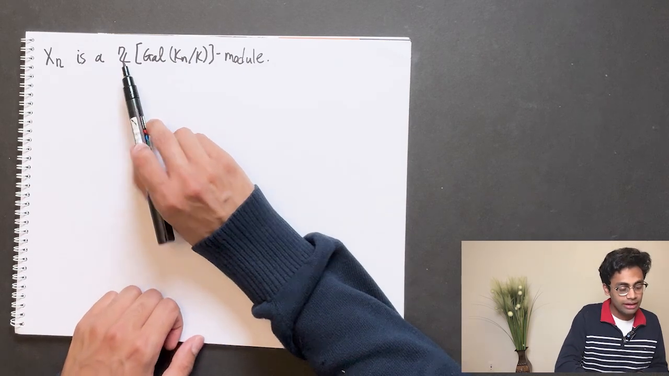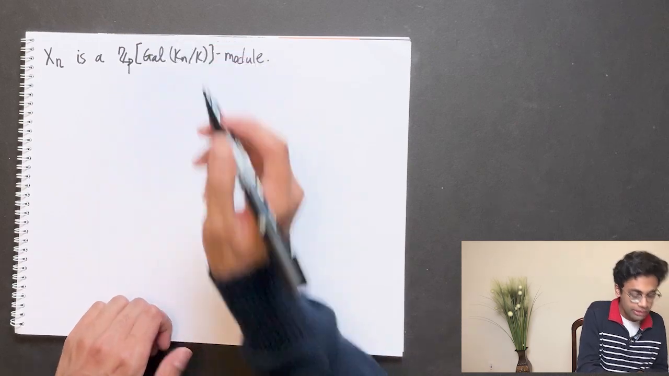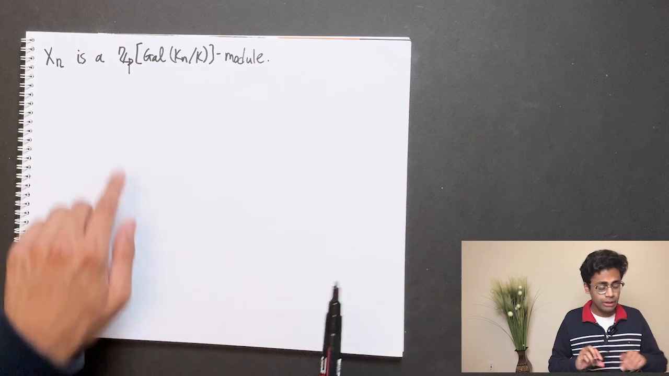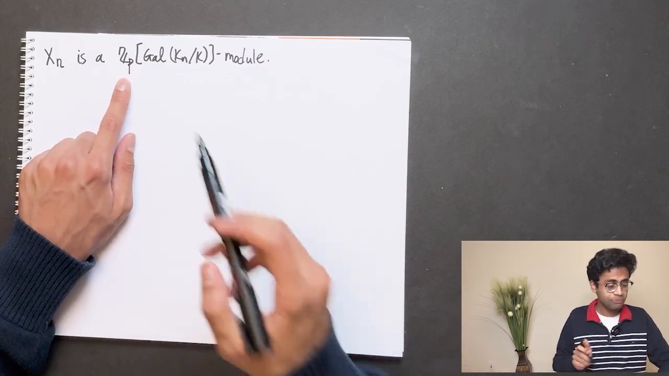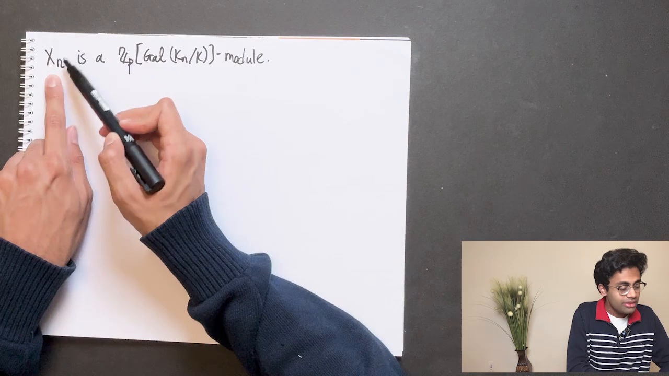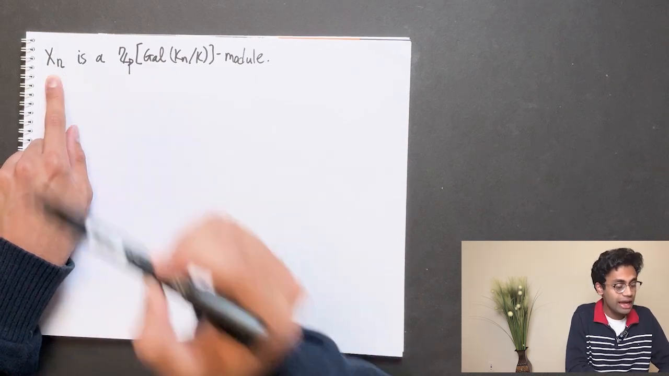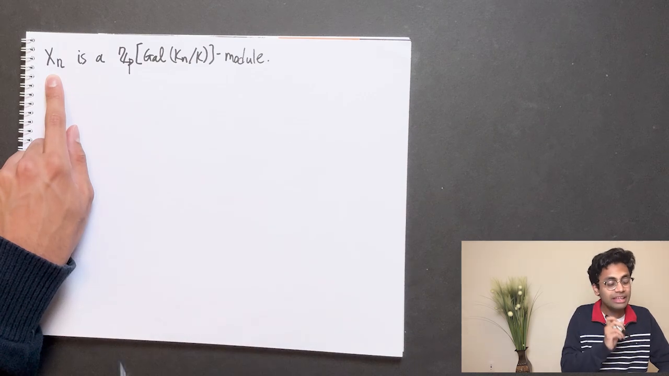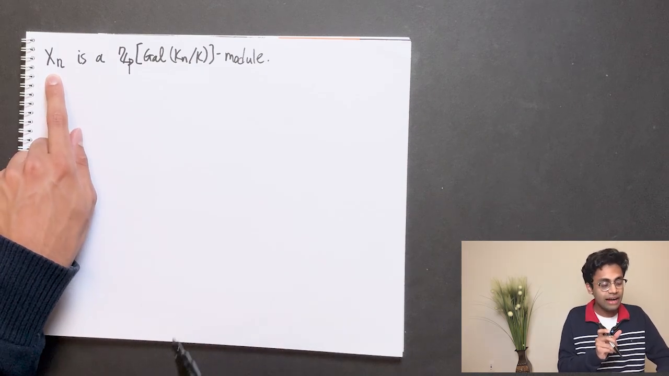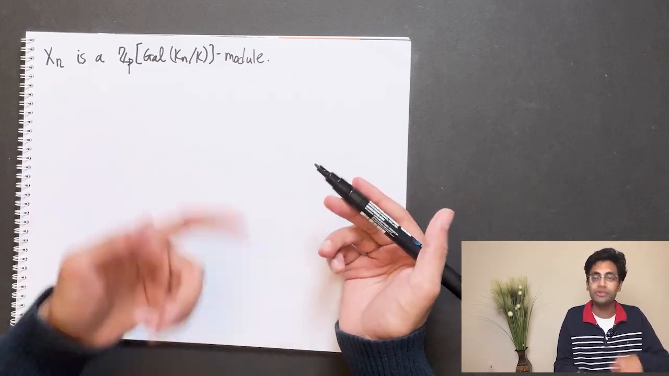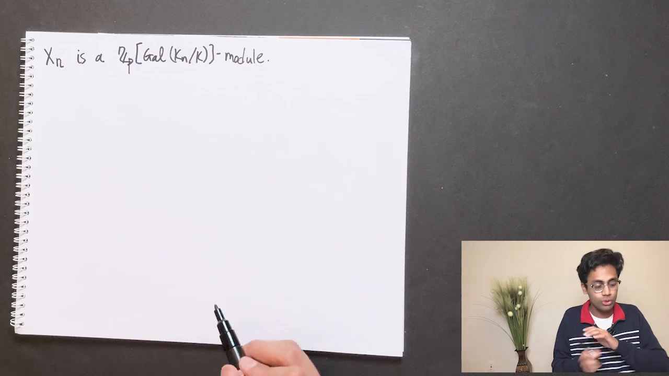In fact, it's a Z_p[Gal(Kn/K)]-module. Here Z_p is the ring of p-adic integers. And this is because this is the p part of the class group of the nth layer of the tower. So it's an abelian p-group. So in fact, every abelian p-group can be thought of in a natural way as a Z_p-module, not just a Z-module. So it's a module over this thing.